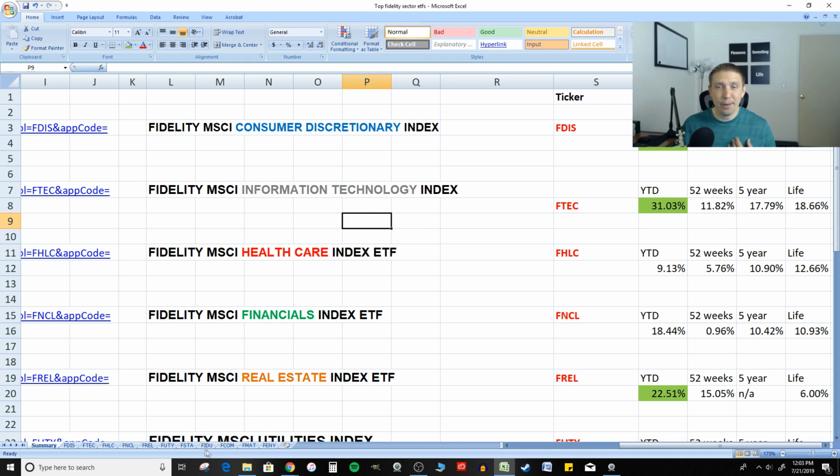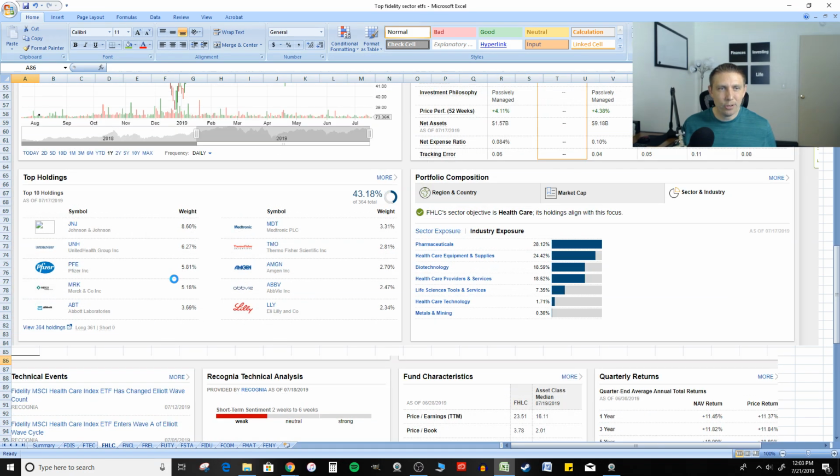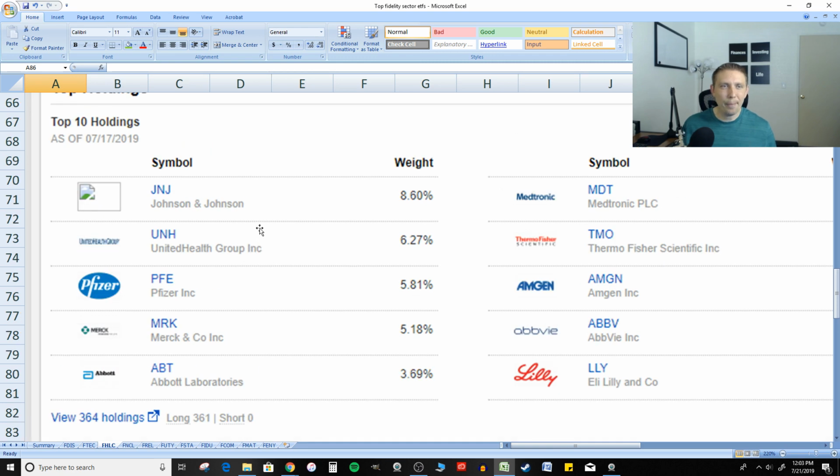Definitely health insurance companies. So let me just go to that real quick. FHLC, and here we go. Johnson & Johnson, major drug manufacturer and medical supply company, United Health Group, Pfizer, which I own, Merck, Abbott Laboratories, and AbbVie, all these different companies that make up this healthcare sector, about 364 holdings in all.